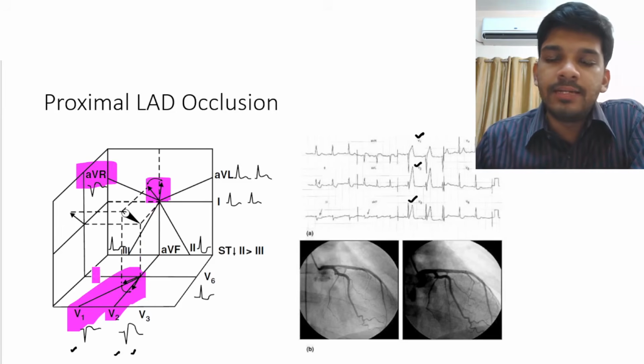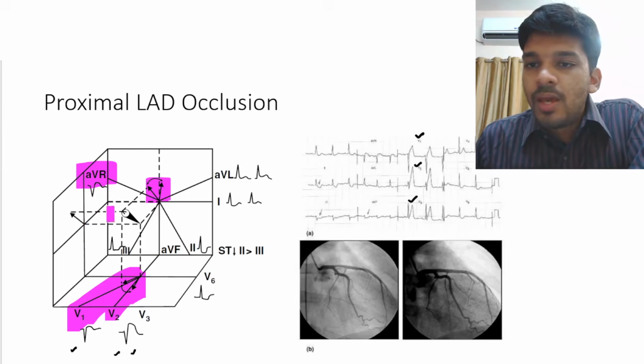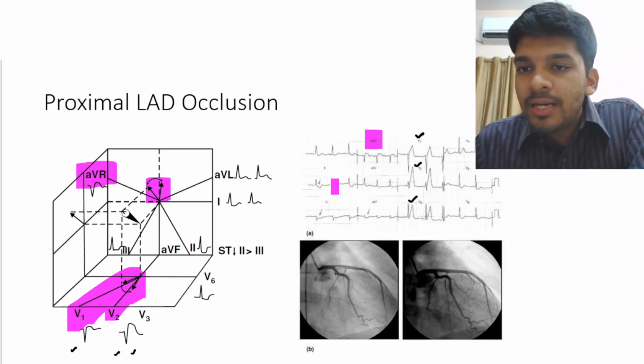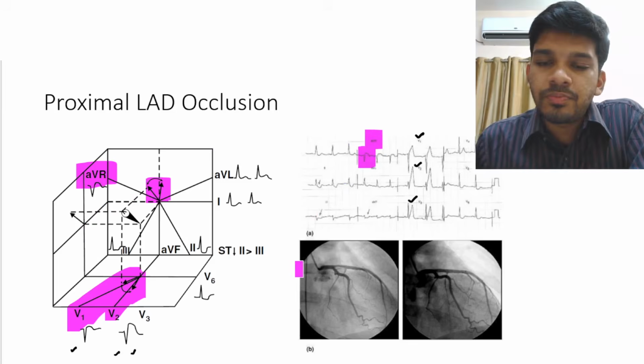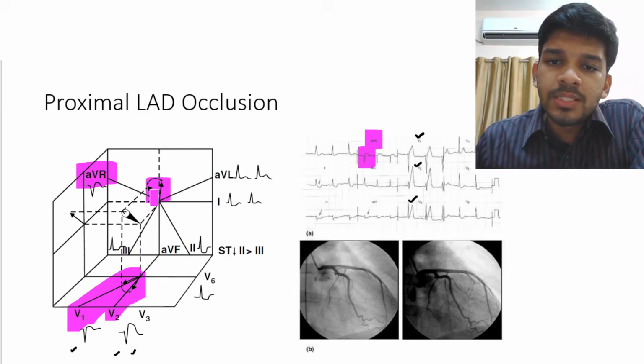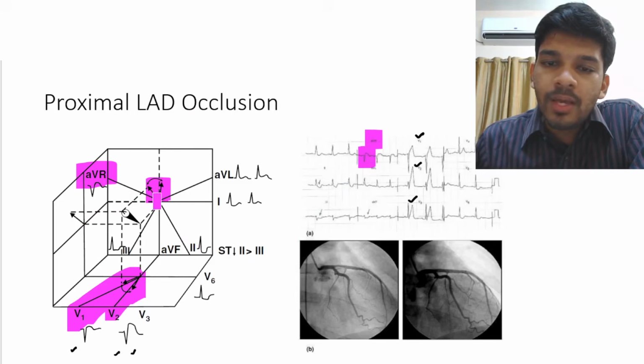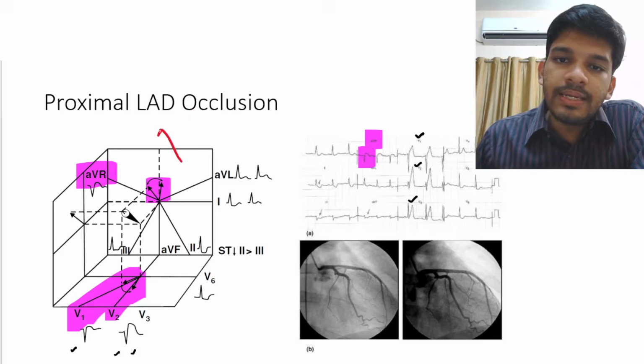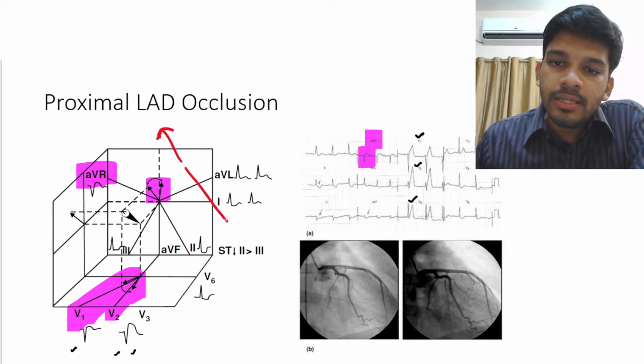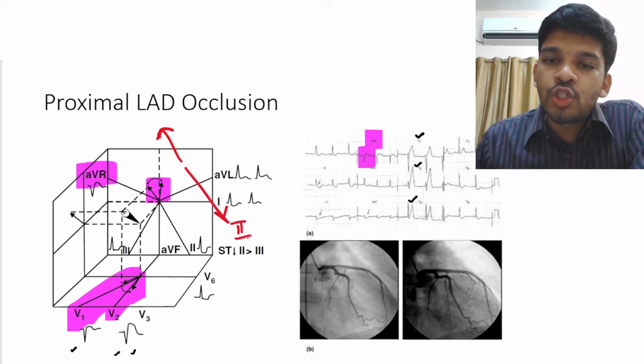Predominantly, if it is towards the right side, the AVR lead shows a ST elevation. So here you can see this AVR lead showing a ST elevation. Similarly, the reciprocal changes are there. So if this is the direction of the lead AVR, here is the lead 2. So you register a strong ST depression in lead 2.